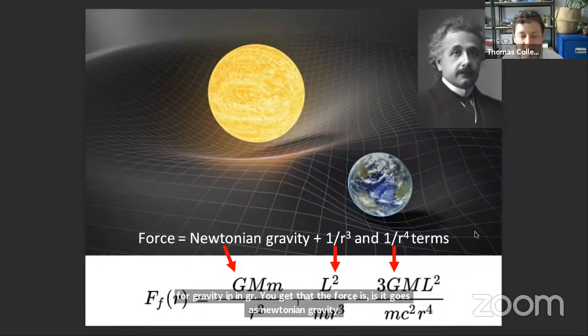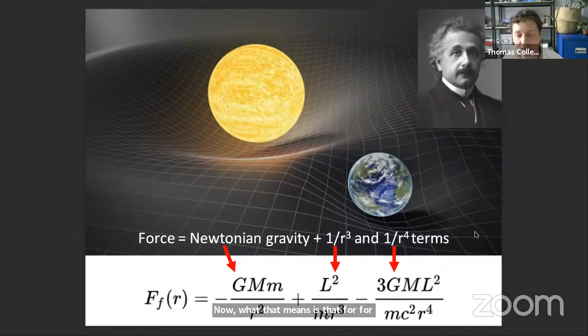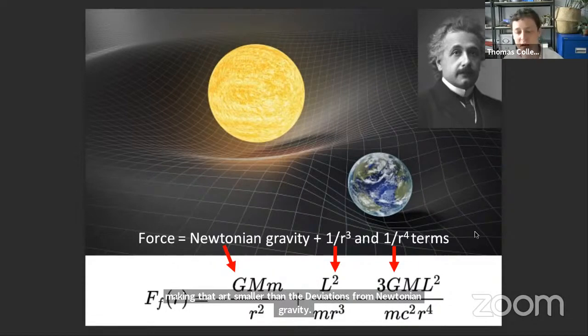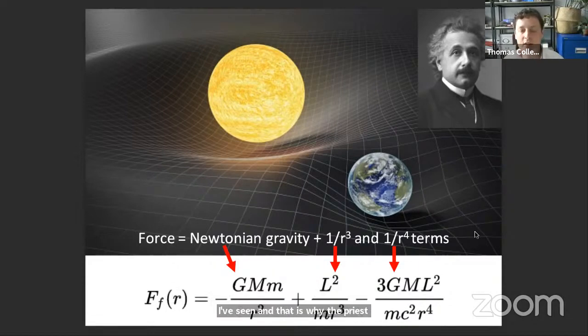Now, what that means is that for large distances, for the orbit of Jupiter or the orbit of Pluto, Newtonian gravity is pretty much sufficient to describe the orbit. But as you go closer to the sun, making that r term smaller, then the deviations from Newtonian gravity are seen, and that is why the precession of the perihelion of Mercury is observed. So this was a great sort of post hoc demonstration, justification for general relativity.